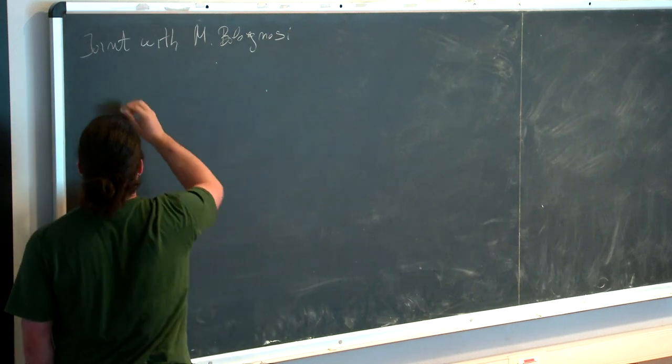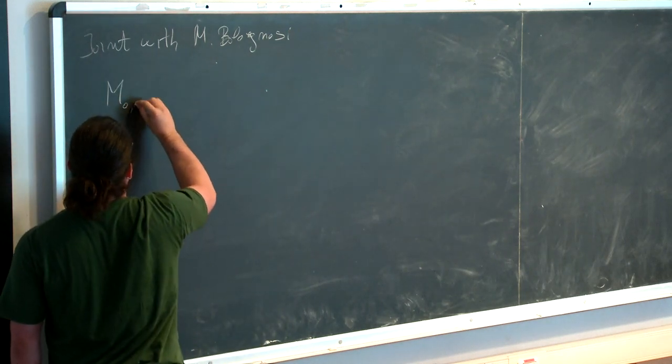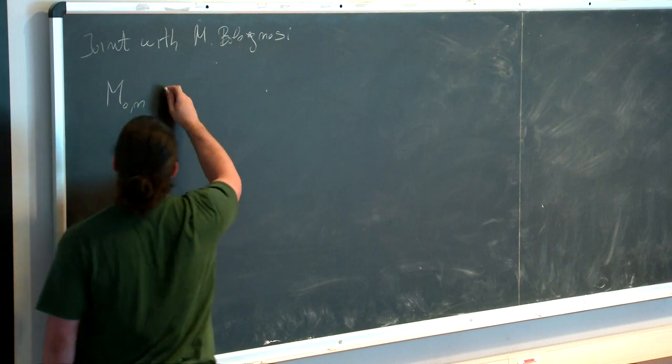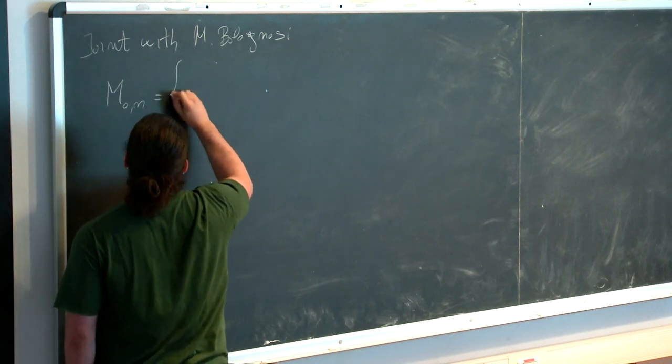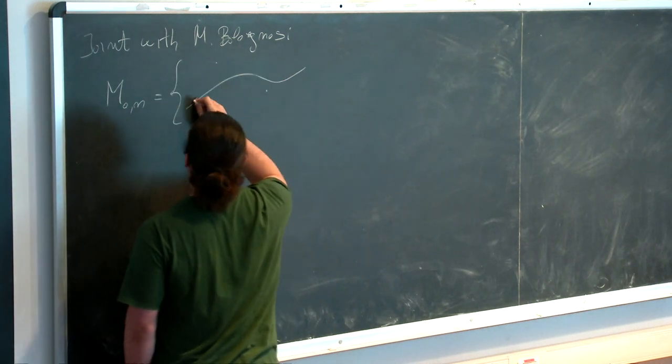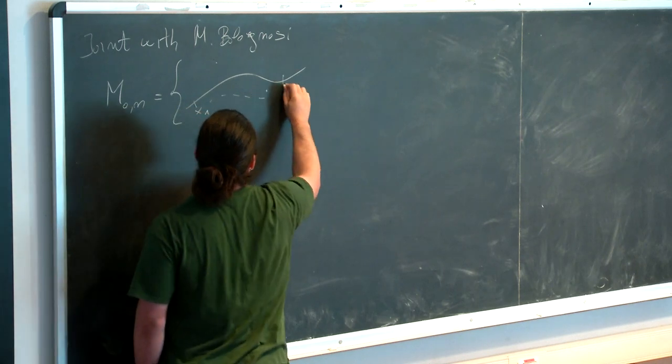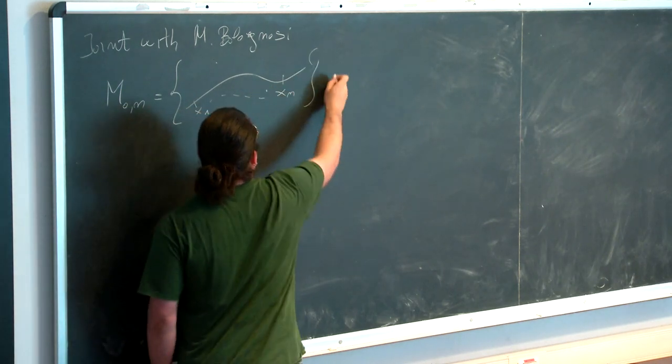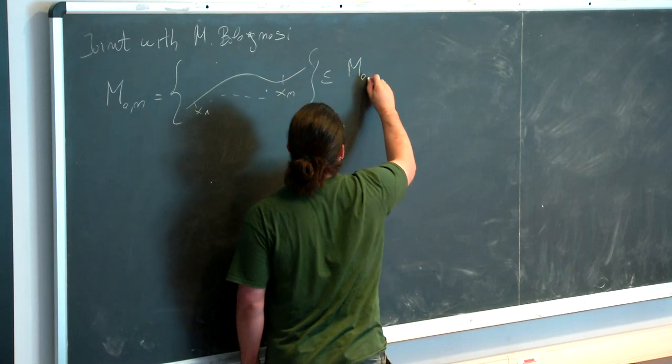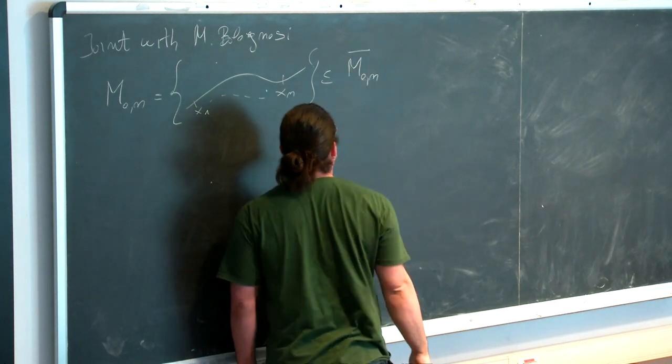So as usual, I will denote with M0,n the moduli space of smooth rational n-pointed curves, and by M0,n bar its Deligne-Mumford compactification.